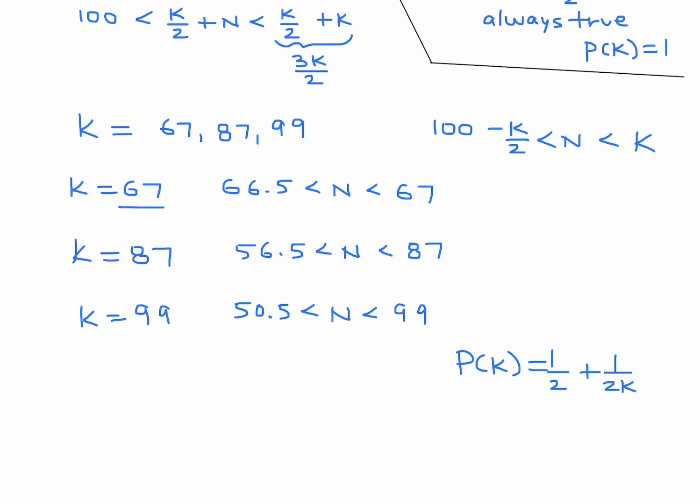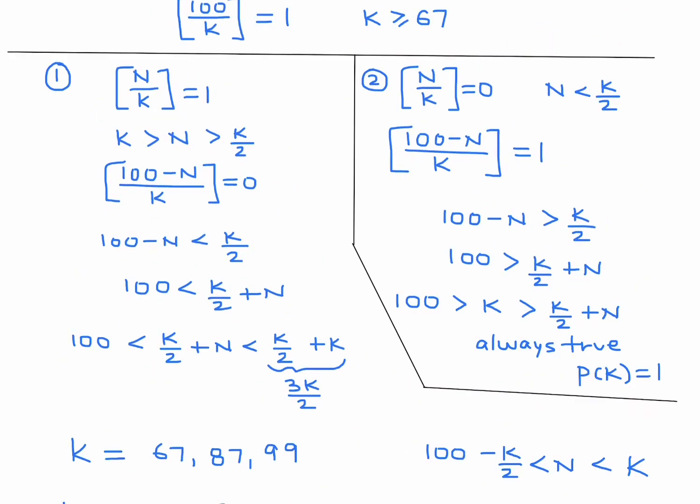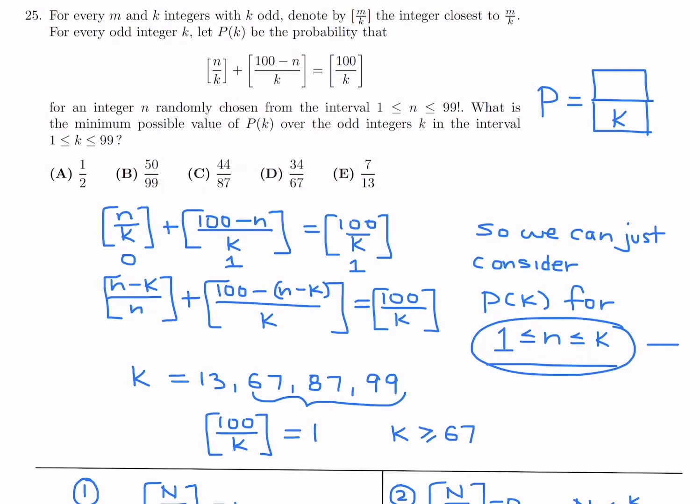Interestingly, you don't even need to figure out what pk is. All you have to do is figure out which of those values of k in the denominator give the smallest range for n. But if you want, you can figure this out. And this is going to be 1/2 plus 1 over 2 times 67. And if you do the math, you'll get 34 over 67. But like I said, that 34 over 67 value is not even required. All you need to know to figure out this question is that k is 67 and that one of those denominators is 67. So regardless, we got the answer. And therefore, number 25, the answer is D.